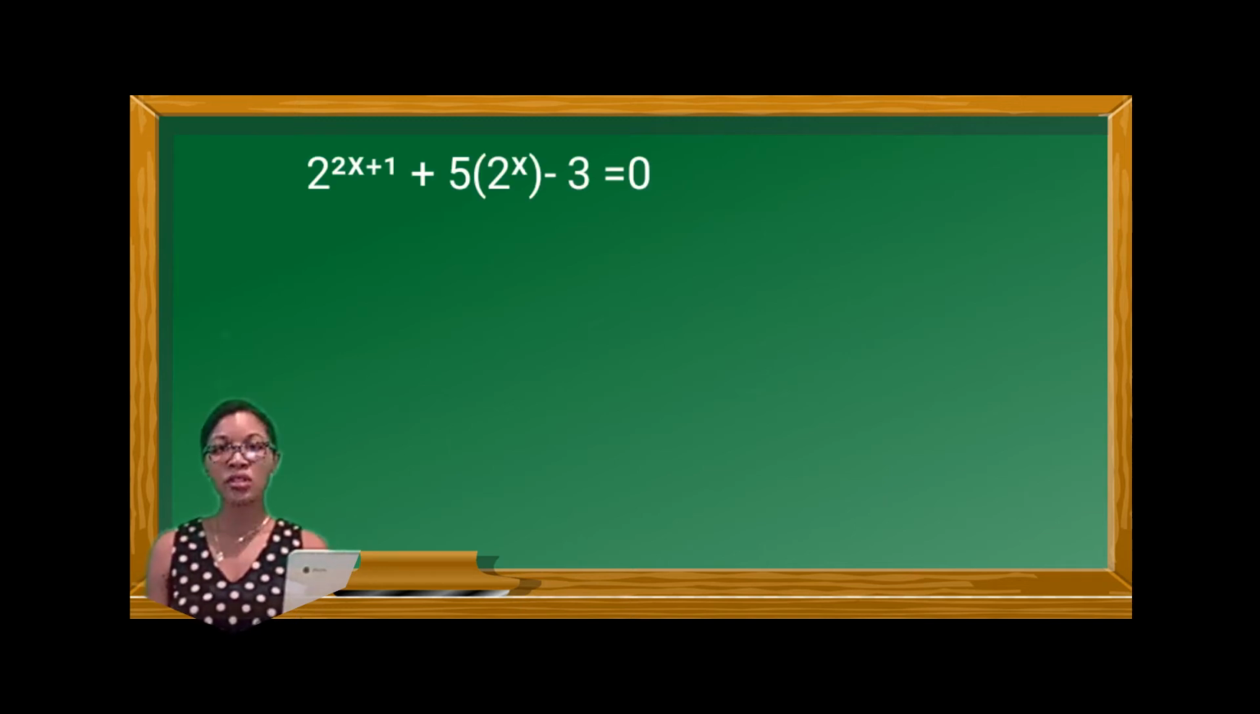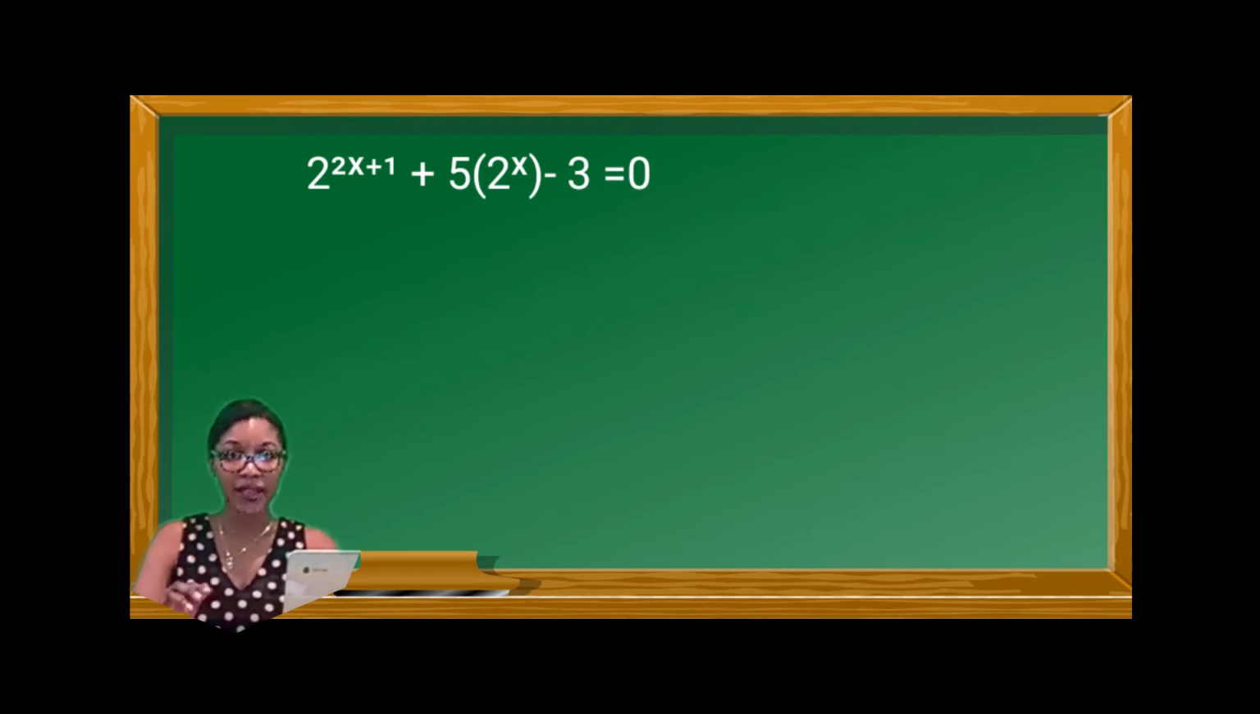Let's do another example. 2 to the power 2x plus 1, plus 5 multiplied by 2 to the power x, minus 3 is equal to 0. Remember, this is an equation that is disguised, but it can be written as a quadratic equation. So let's see if we can manipulate this to get it to look like a quadratic equation.